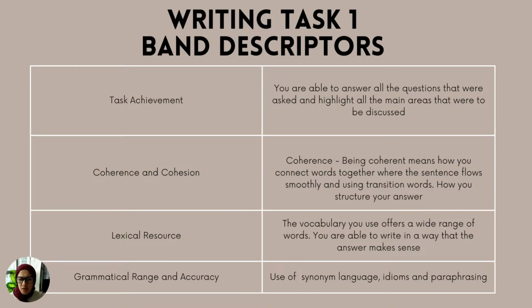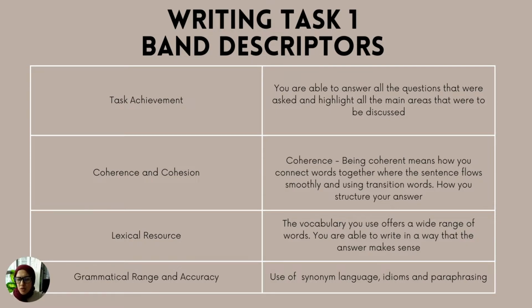So let's look at coherence and cohesion. Coherence pretty much means how you connect your words together and the sentences flow smoothly while you use transition words. It makes a lot of sense, and you know how to structure your answer. So pretty much you aren't going to tell me a conclusion sentence in the first part of the paragraph, whereas you have to say that in the last part of the paragraph.